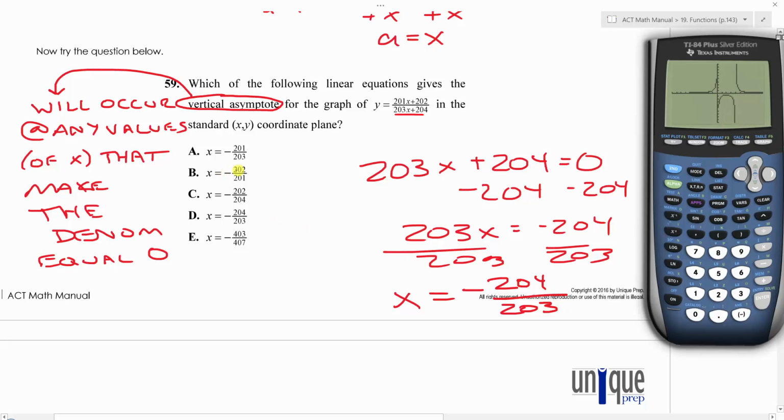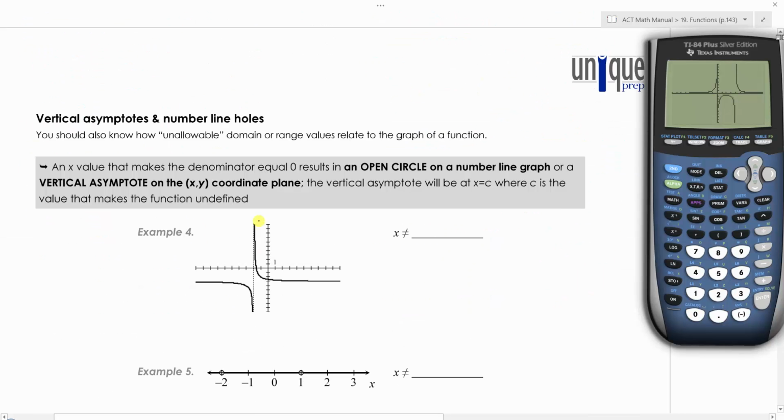And I'm going to look for that in the answers, and I'm going to be very, very careful because these answers look a lot alike. This is 201. I needed a 204. There's a 204. And fortunately, D is the only answer with a 204 in the numerator, and that is my answer. So x equals negative 204 over 203 will cause the denominator to be equal to 0, so I have to exclude that value from my domain, and a vertical asymptote will also occur at that value.